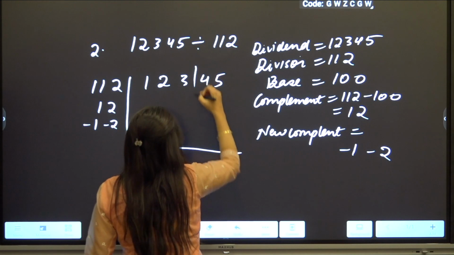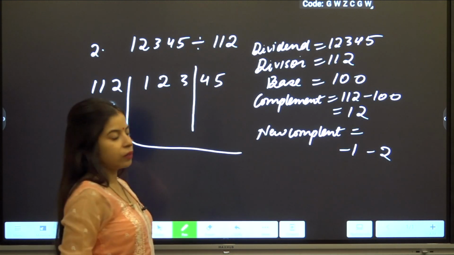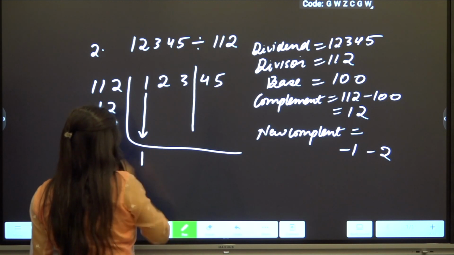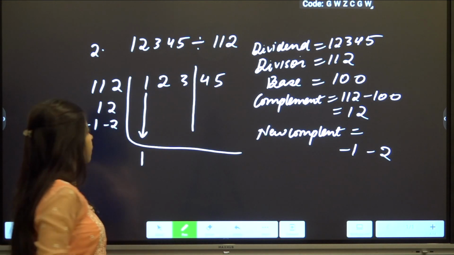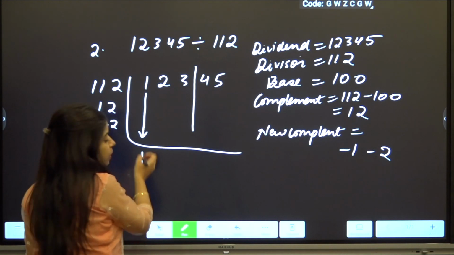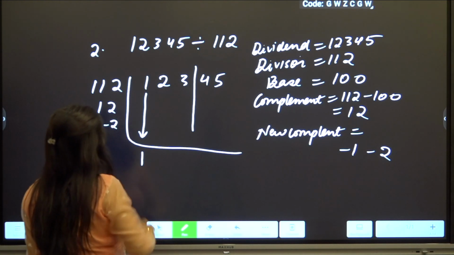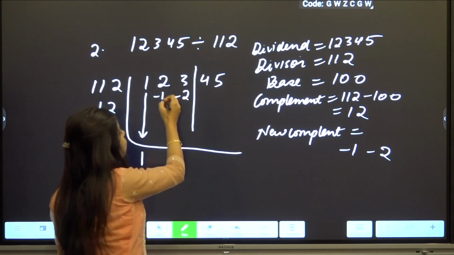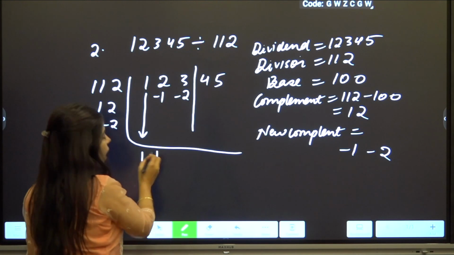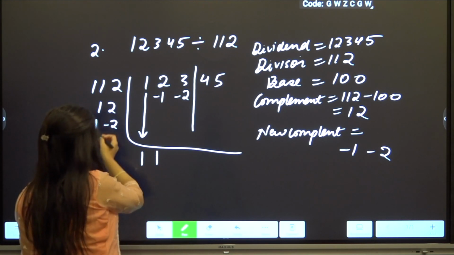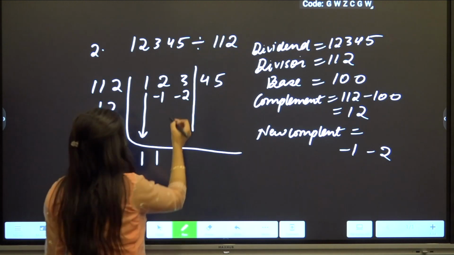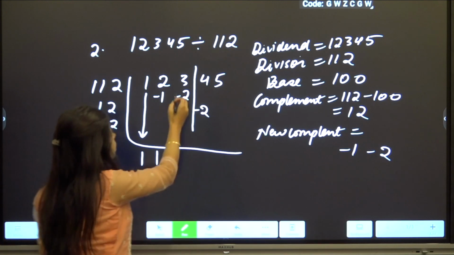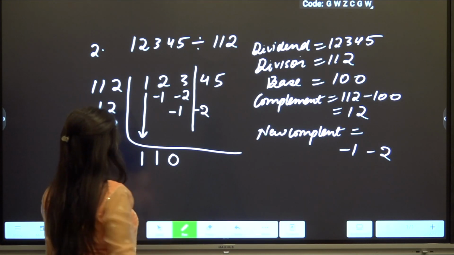So we are going to put a slash between 3 and 4. Okay. So now here first step is 1 I am going to carry down. For second, multiply 1 with minus 1 into minus 2. So this will become minus 1, minus 2. 2 minus 1 is 1. Again multiply 1 with minus 1, minus 2 and place these numbers below 3 and 4. This will become 0. Okay.